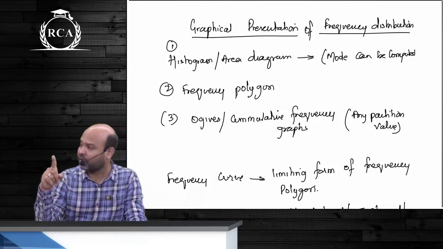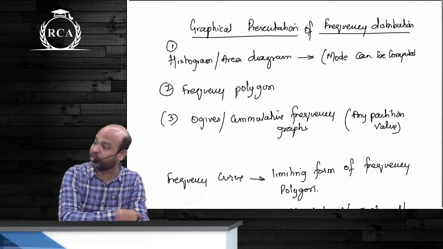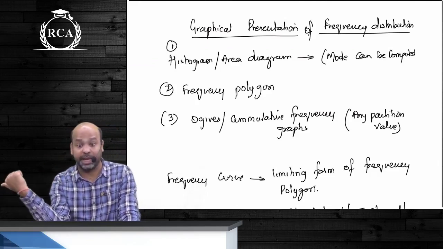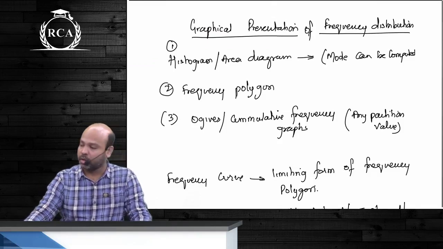In the graph, you join the upper class boundary of the modal class with the upper class boundary of the previous class, and the lower class boundary of the modal class with the lower class boundary of the next class. The point of intersection of these lines becomes your mode.